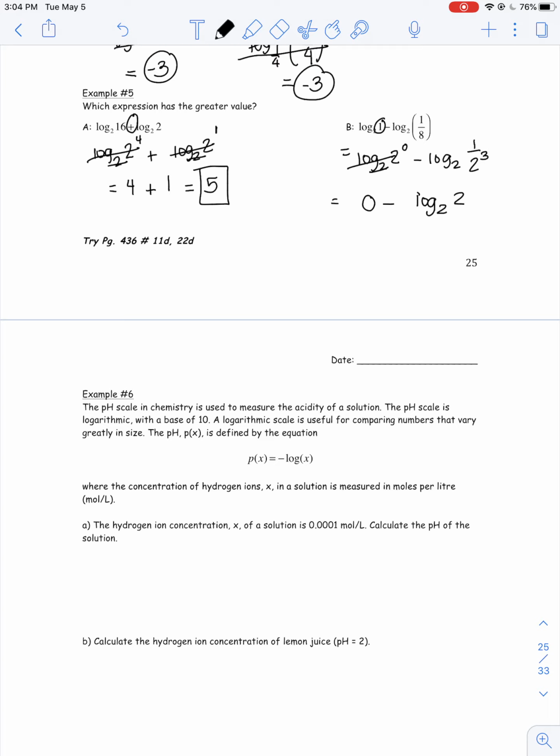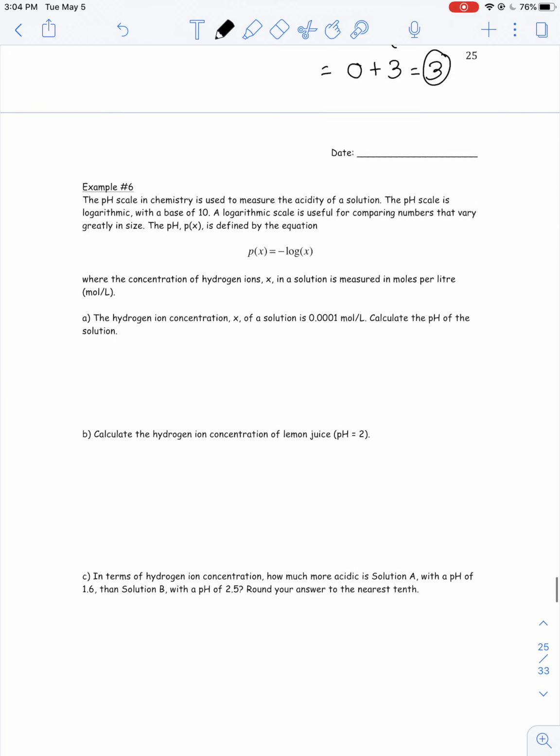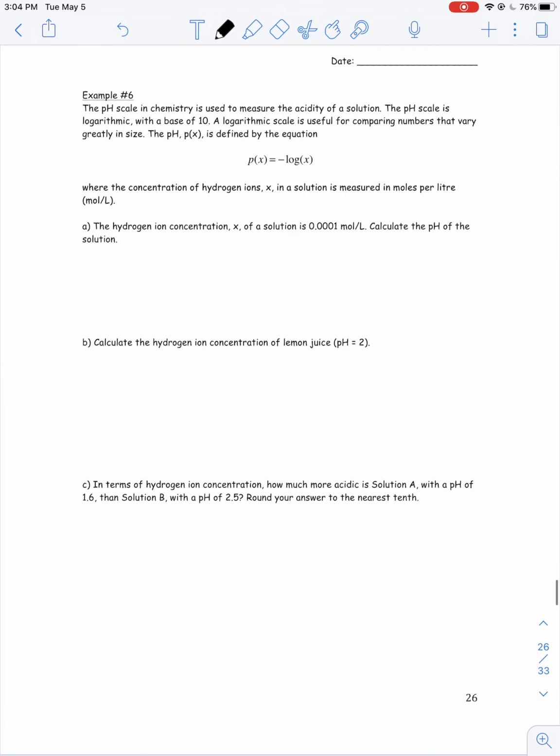So these guys cross each other off, leaving us with 0, but we still need to work with the other side. Log base 2, whenever we want to flip the levels, we would write 2 to the negative 3. So that's how we bring that to the top of the fraction. That way they're the same and they cross each other off, leaving us with 0 minus negative 3. Two negatives become a positive, so we're going 0 plus 3, and that's equal to 3.